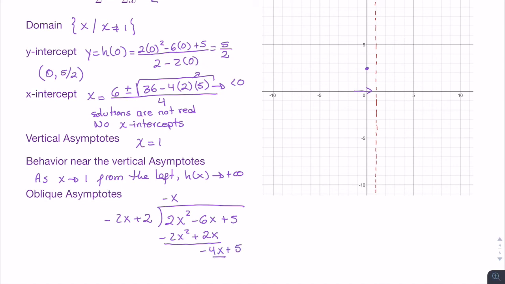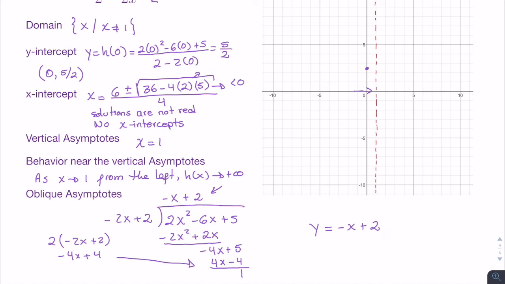Divide the first term here, -4x, by the first term here, -2x, and we get just 2. So that goes to the second term of the quotient. Then multiply the 2 times -2x plus 2, which is -4x plus 4, and subtract. So change signs for x minus 4. We finished the division. Where's the oblique asymptote? Here. The graph has an oblique asymptote. Y equals -x plus 2.